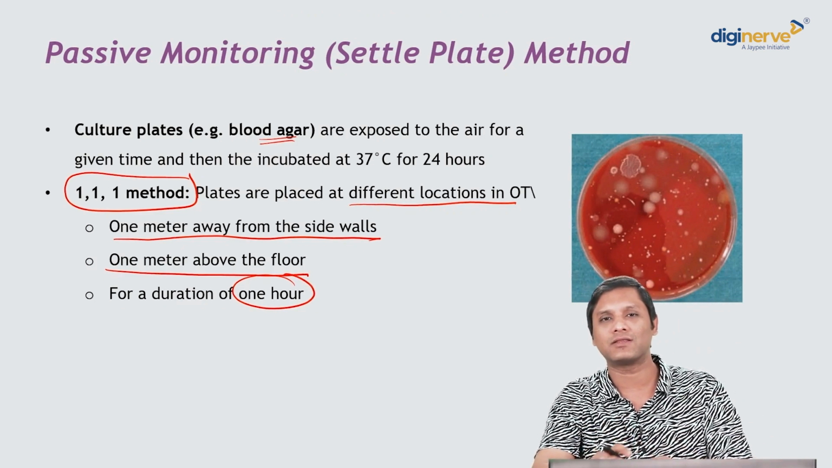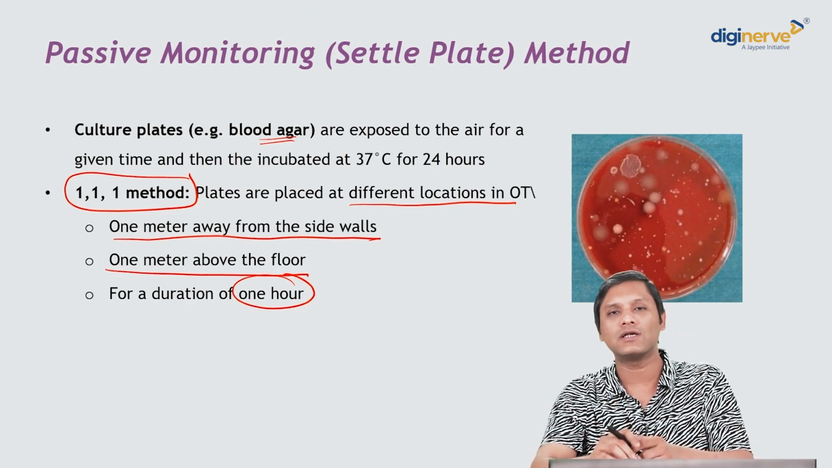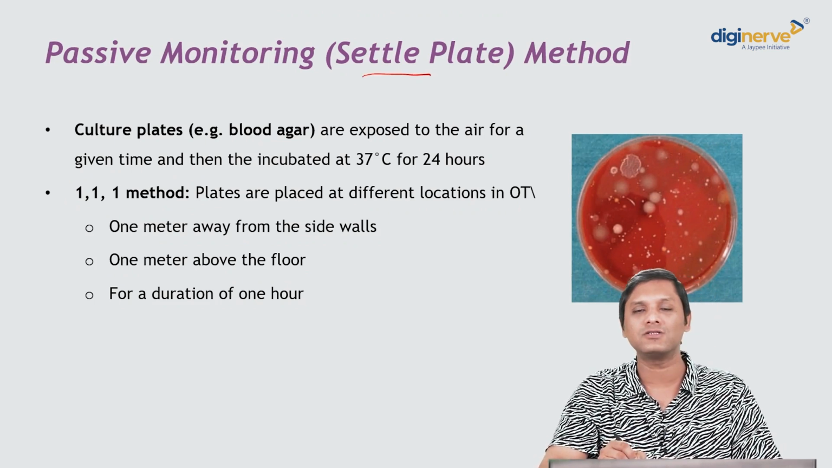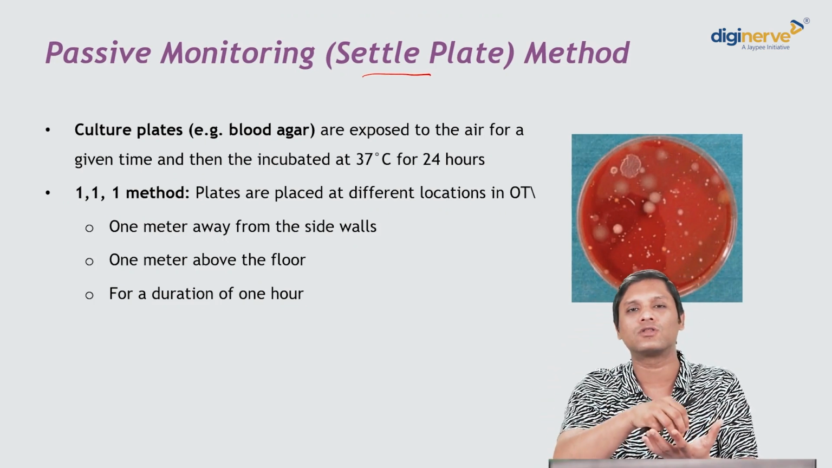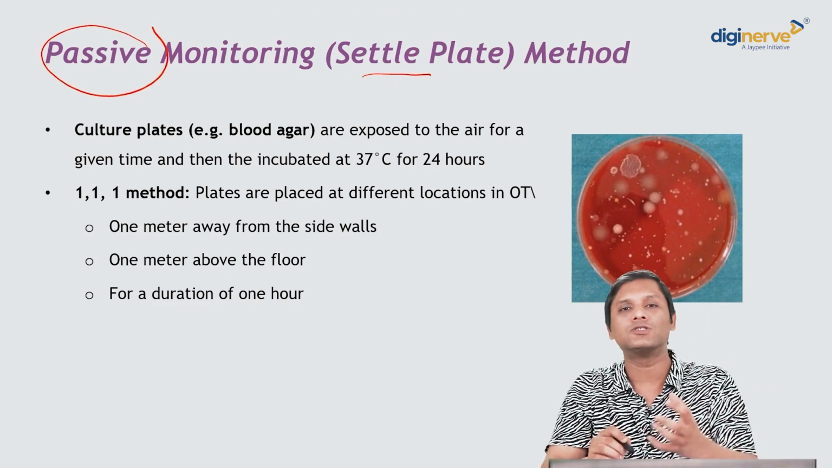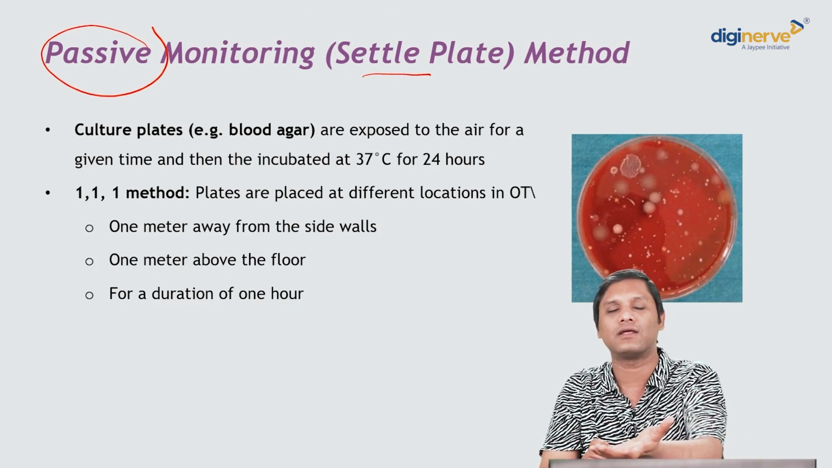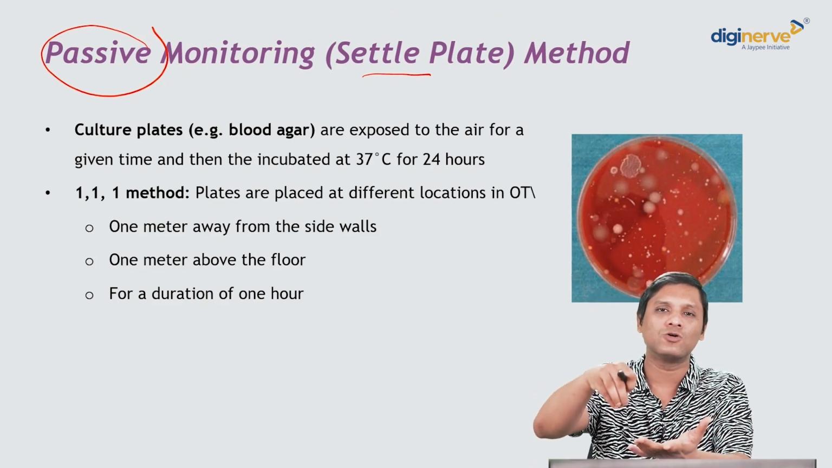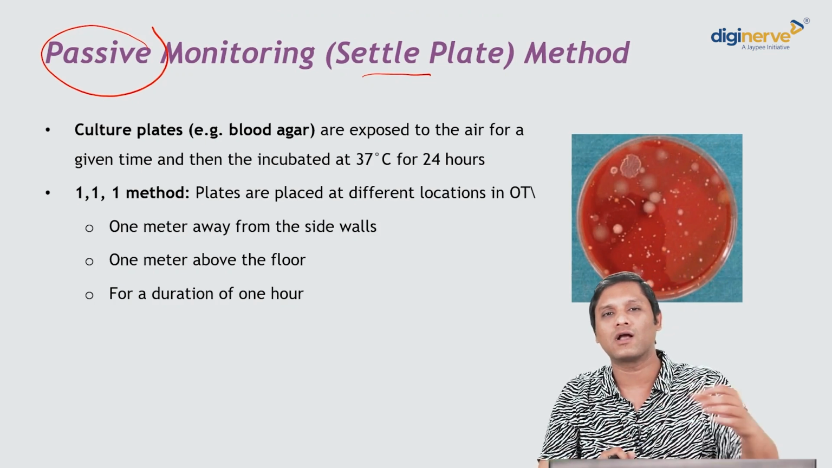Okay, so it is a method where the blood agar plate is just kept in various locations of the operation theatre. And why is it called a settle plate method? Because you are allowing the microorganisms to settle down over the culture plate, and it is a passive method because you are not actively sucking the air, you are just placing the culture plate in the various locations of the operation theatre, and you are allowing the organisms to passively come and settle down over the culture plate.